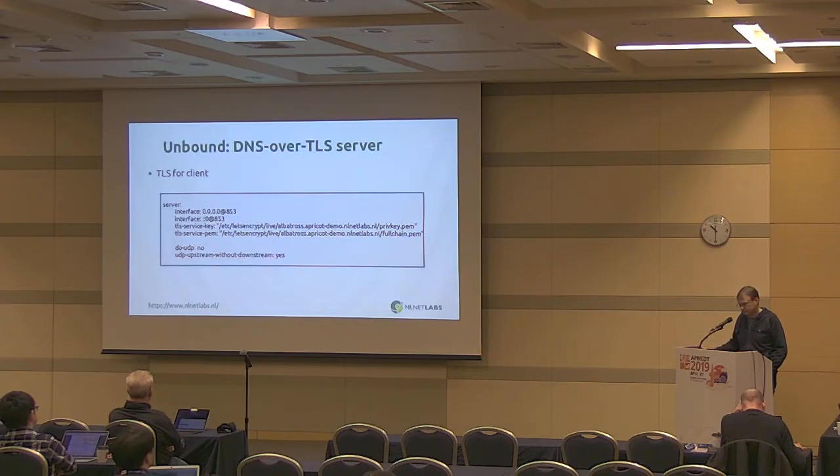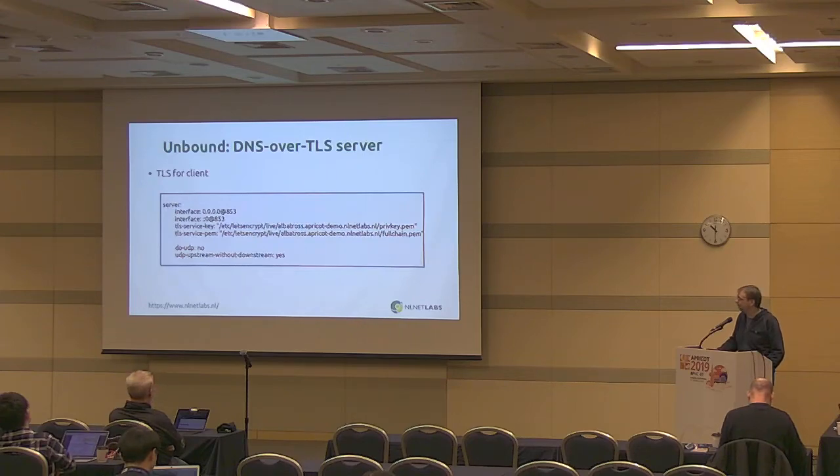So what we're going to do is we make Unbound a DNS over TLS server. There's two things you need to do. You need to tell it to listen on the right ports, which the first two incantations do. And then you need to give it the keys. So the first one, the TLS service key, is the private key. And the second one is the public key, or rather the certificates.